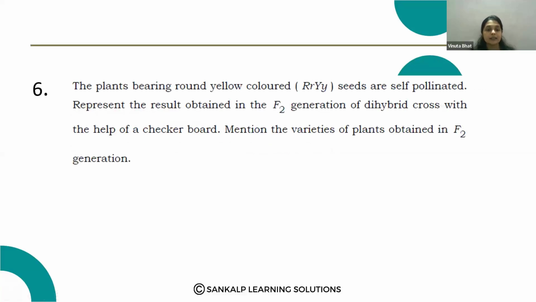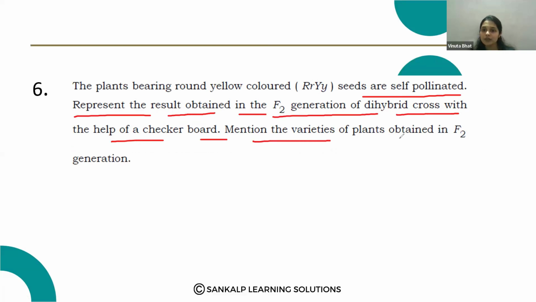Yes. The plants bearing round yellow colored seeds, that is capital R, small r, capital Y, small y, are self-pollinated. Represent the result obtained in the F2 generation dihybrid cross with the help of checkerboard. Mention the varieties of plants obtained in the F2 generation.